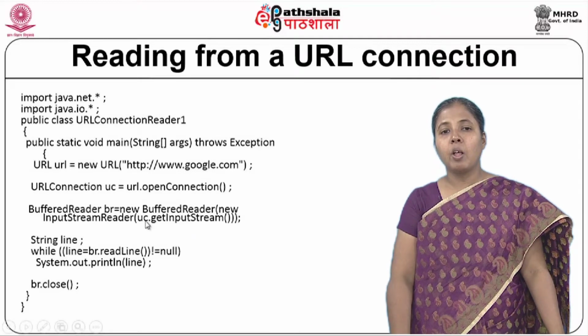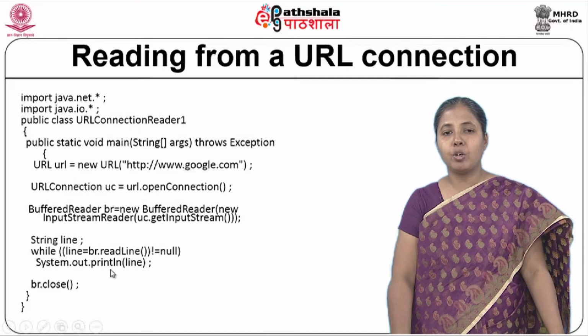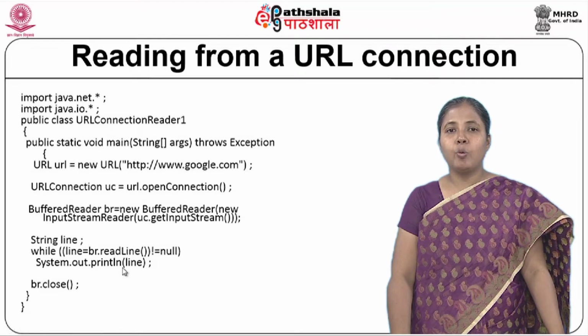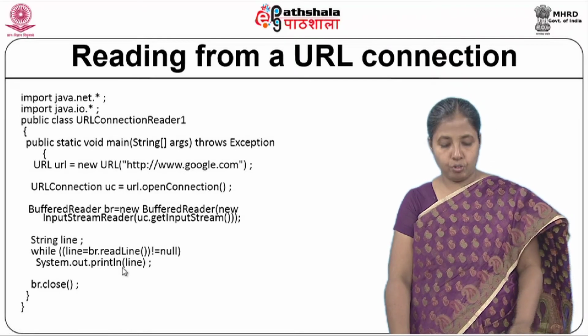Now, nest this input stream with the InputStreamReader and with the BufferedReader, get an object called br. Now, use the br in a while loop to read the lines of strings and print them on the screen. So, we use br.readLine to read the information line by line and print it on the screen. So, this is an example to explain how we read from a URL connection.